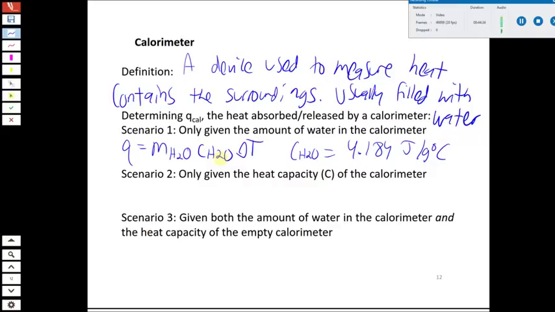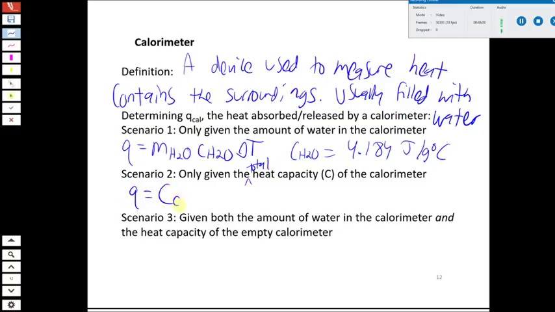Now the other possibility is that we are only given the heat capacity, or what's sometimes called the total heat capacity of the calorimeter. So in this situation, we don't know how much water is in the calorimeter. We just know the total heat capacity of the whole thing. The calorimeter has water in it, it has containers that hold the water, it has a thermometer to measure temperature, it has all these things in it, and we just measure the total heat capacity. And in this situation, the heat is just the product of the two.